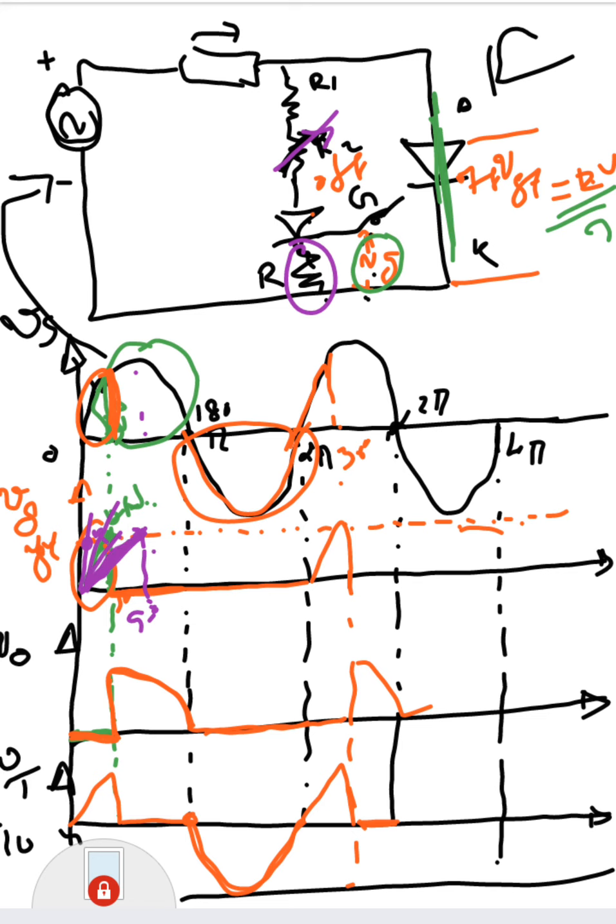Now my question is, what's the maximum firing angle possible in an R firing circuit? Can you go beyond 90? That's my question. Because the voltage across R follows a sinusoidal shape, the maximum firing angle with an R firing circuit is how much? That you need to find out.